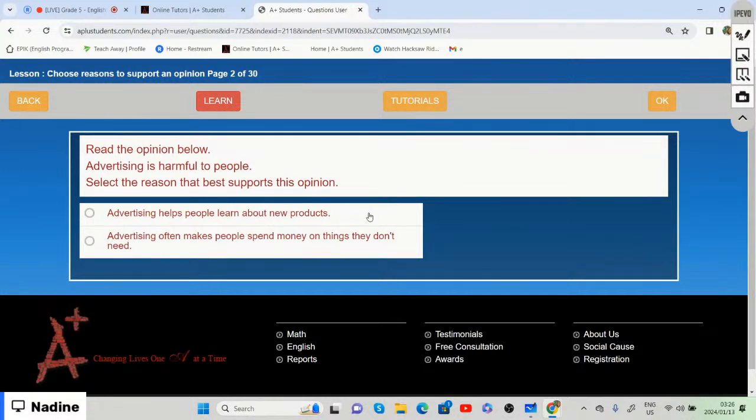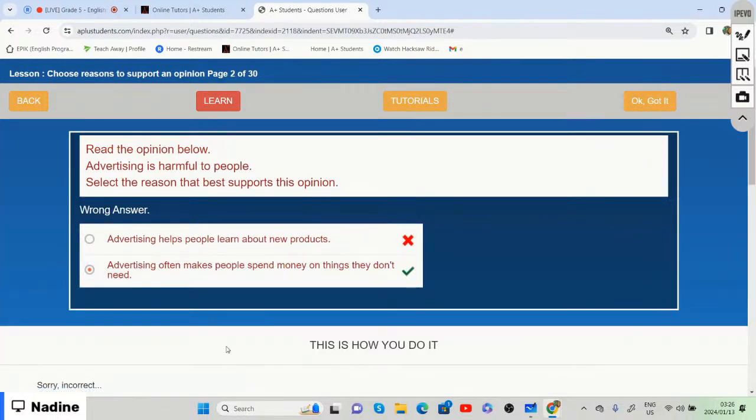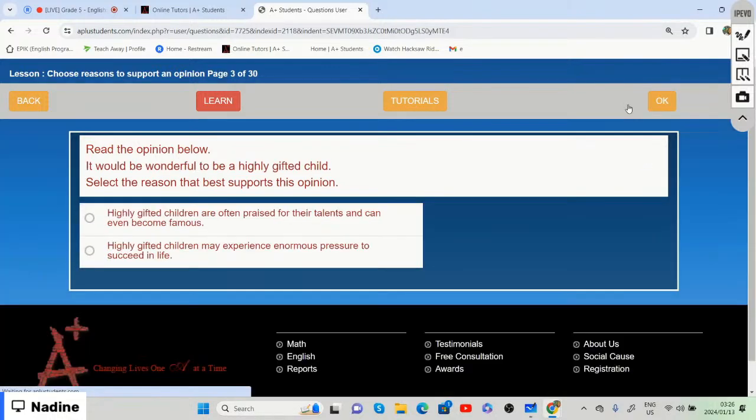So we just feel like advertising helps people to learn about new products. Oh, so in this case, they're saying that advertising often makes people spend money on things they don't need. But remember, guys, that is basically how it is. Even on Black Friday, it is as if people are having all these markdown items, but it is basically just a way for people to spend money. So we need to read the opinion below.